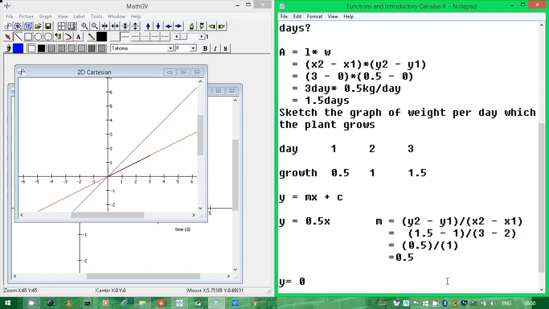And so for consistency's sake, y equals 0, then 0 equals 0.5x, because we know what m is, plus c. But at y equals 0, x equals 0. So therefore, 0 equals c. Y equals 0, we can see that x is 0, so c is 0, alright?